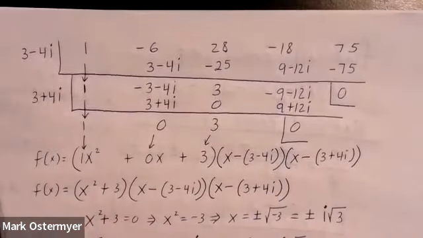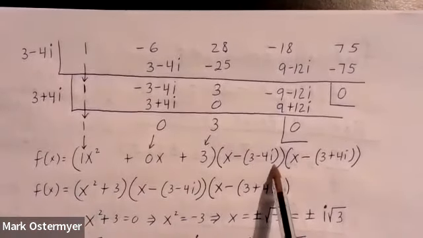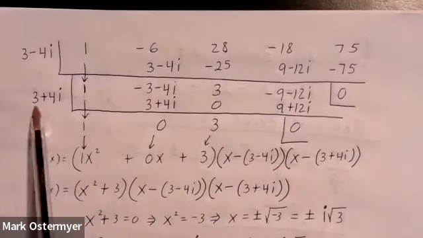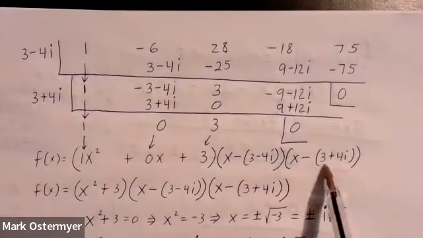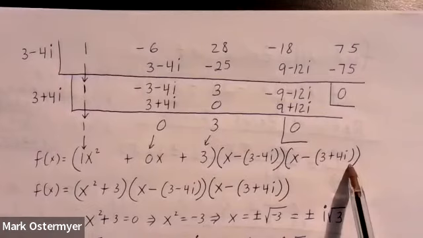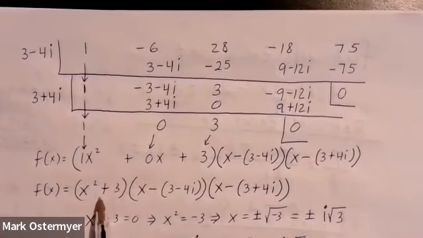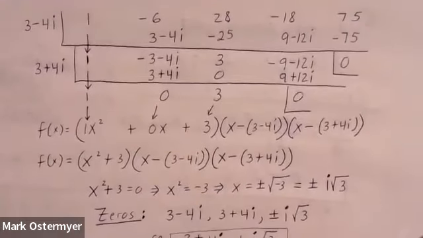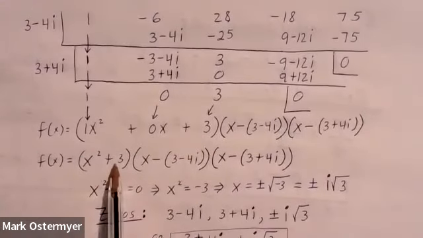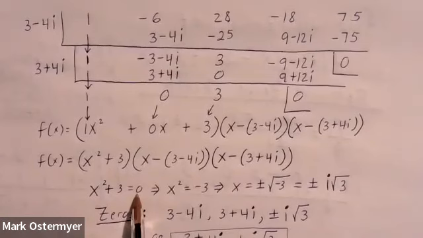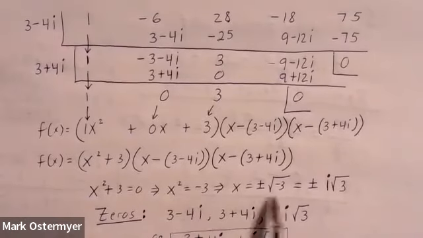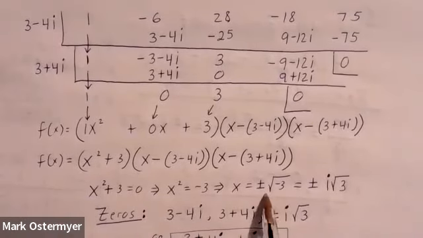If 3 minus 4i is a zero, x minus 3 minus 4i must be a factor. And if 3 plus 4i is a zero, x minus 3 plus 4i must be a factor. By the way, x squared plus 0x plus 3 is really x squared plus 3. So to find my 2 remaining zeros, I take this factor x squared plus 3 and set it equal to 0, and then solve for x. Using the square root method to solve this quadratic equation, I subtract 3 from both sides, take the square root of both sides. Don't forget the positive and negative square root of the right side.